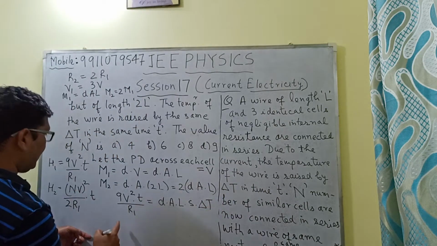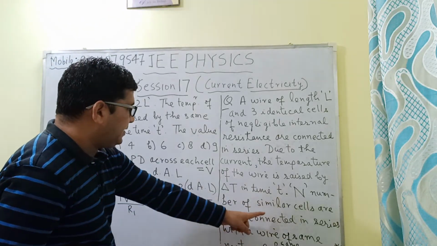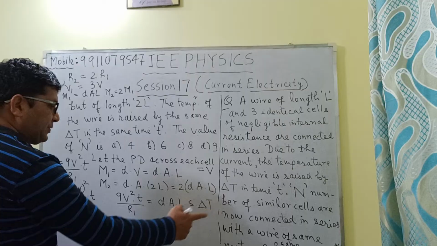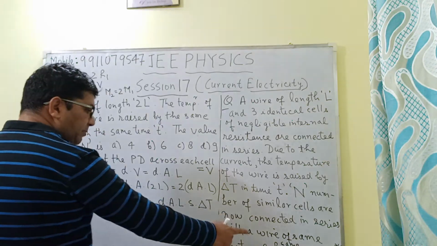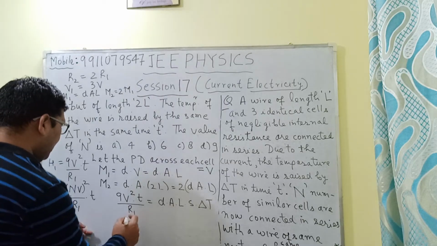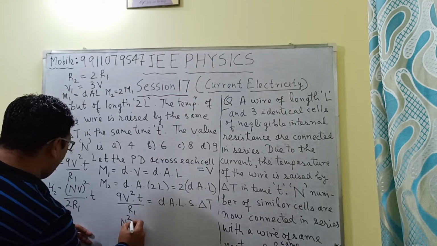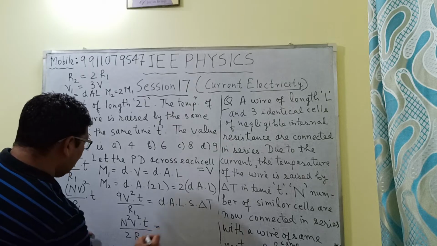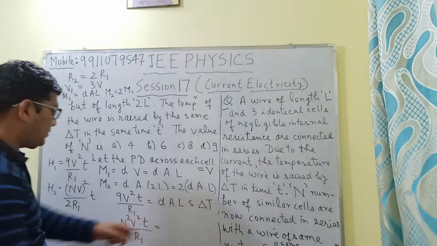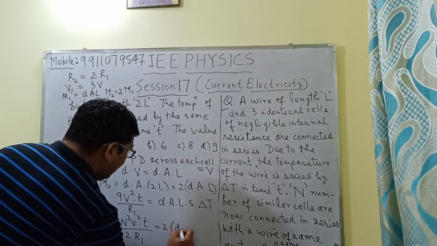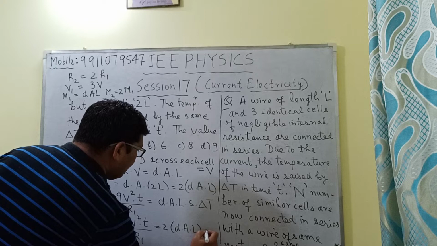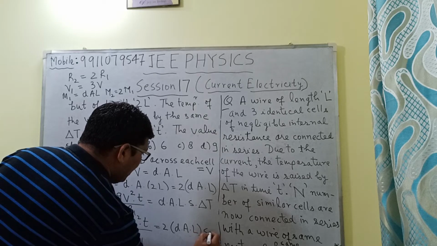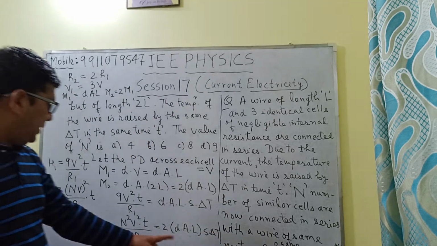And in the second case, that is when the heat is produced when there are n number of similar cells connected in series with a wire of the same material and having the same cross-section area A, the heat produced is equal to n squared V squared into T divided by 2 times R1, which is equal to the mass in this case, 2 times D A L, into S delta T.